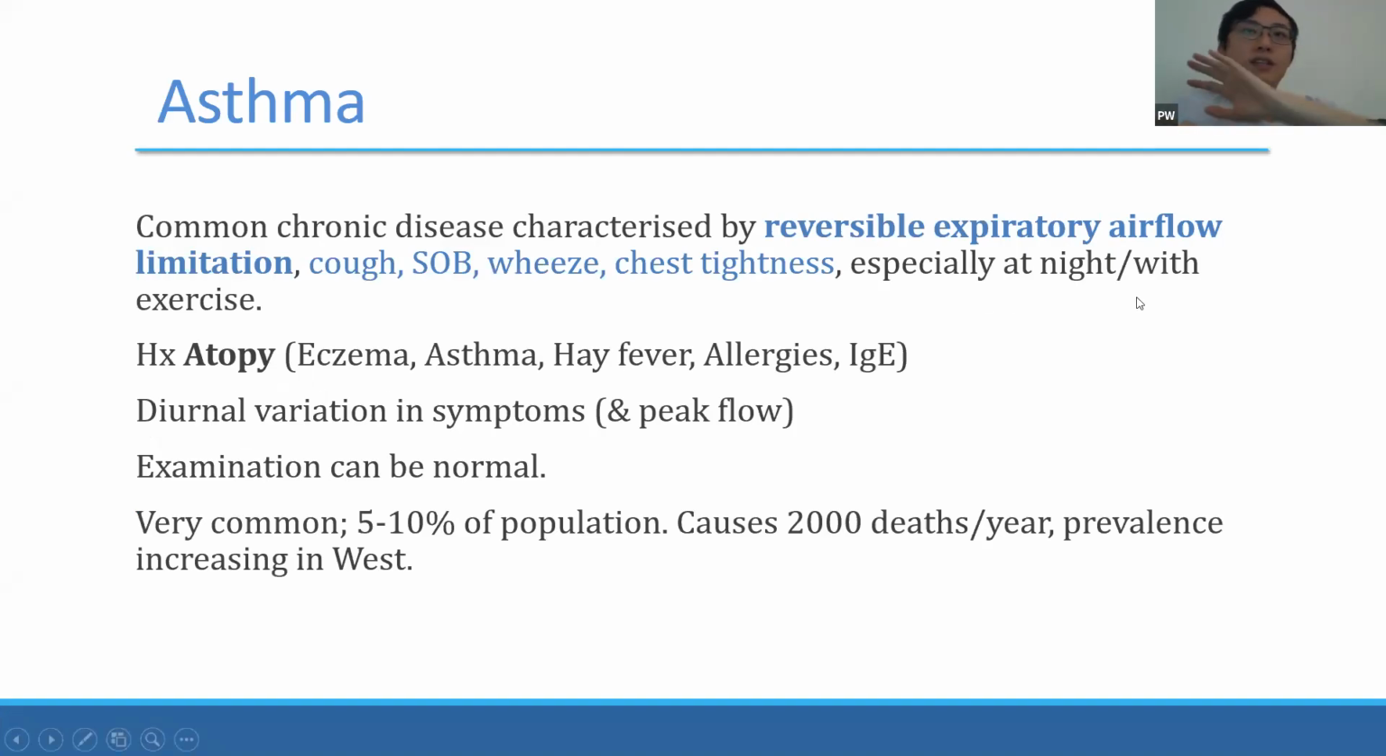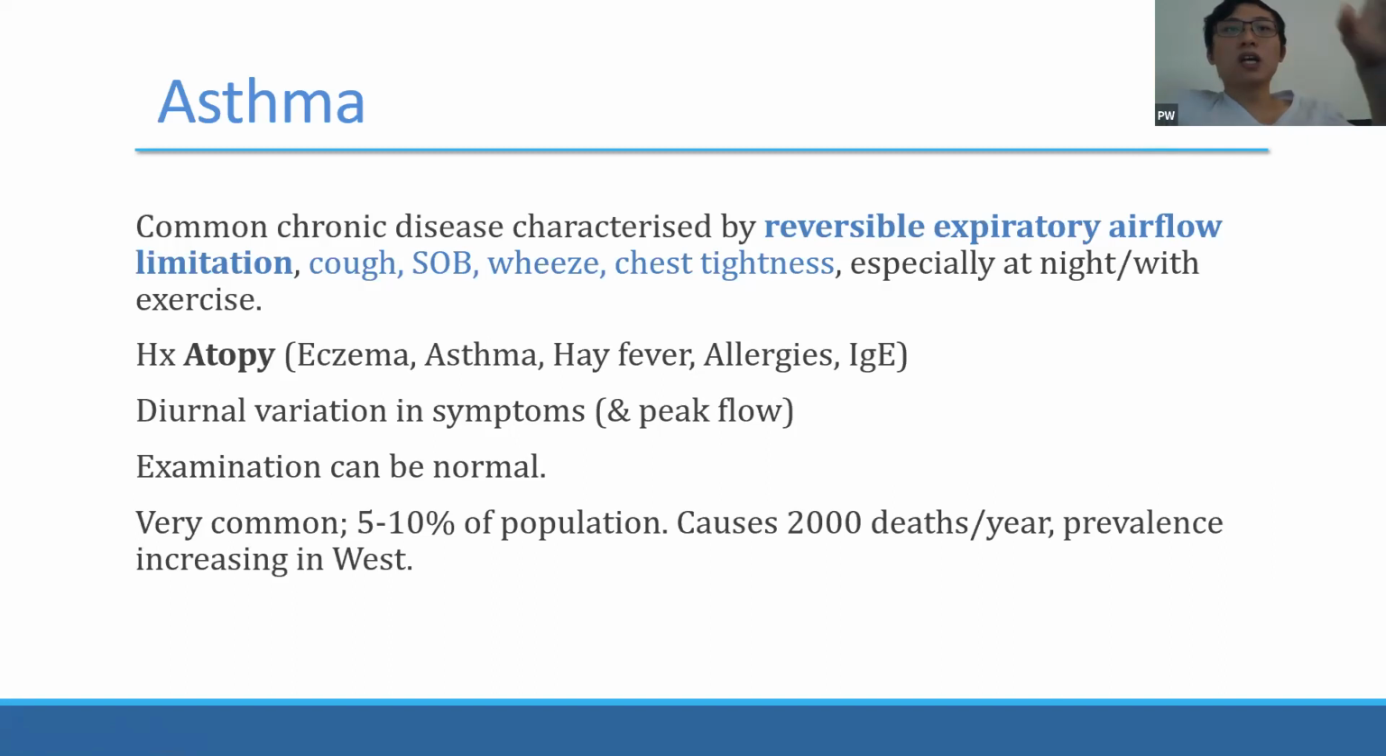So asthma, it's a common chronic disease, and the main characteristic factor is reversible expiratory airflow limitation. So it's an impairment in how much you can breathe out, how fast you can breathe out in terms of your FEV1, how much your lungs can breathe out in the first 1 second. But you can reverse this with a lot of common drugs, and it generally is pretty responsive to being reversed. People also get some cough, shortness of breath, wheeze, and chest tightness, especially at night or with exercise.